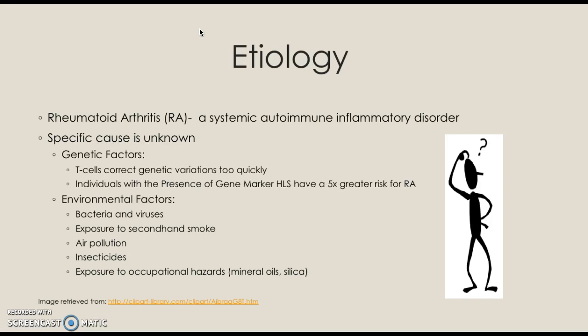Genetic factors include T cells, which maintain a properly functioning immune system. So if T cells attempt to correct abnormalities in joints too quickly, it causes inflammation and tissue damage, which is associated with RA. Individuals with the presence of gene marker HLS have a 5 times greater risk for RA.